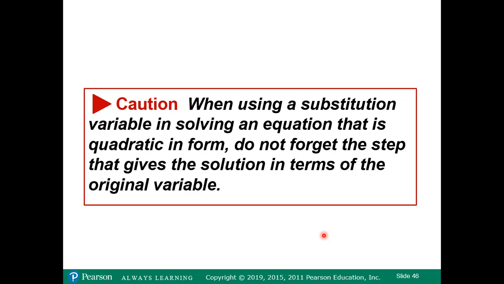Now, when using a substitution variable in solving an equation that is quadratic in form, do not forget the step that gives the solution in terms of the original variable. Okay, so you always want to go back to the original variable that you started with. Don't stop prematurely.